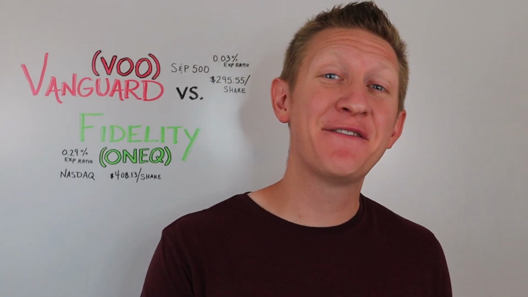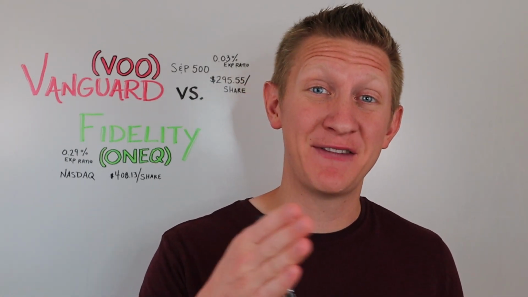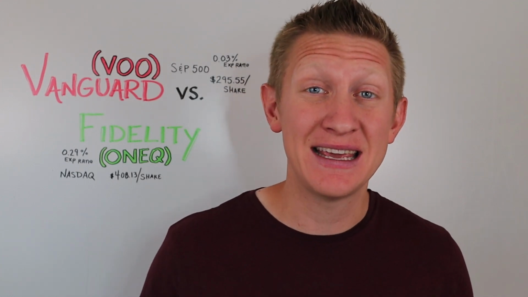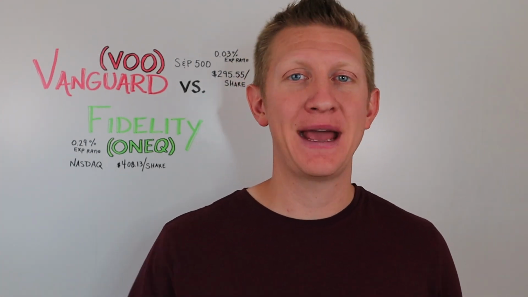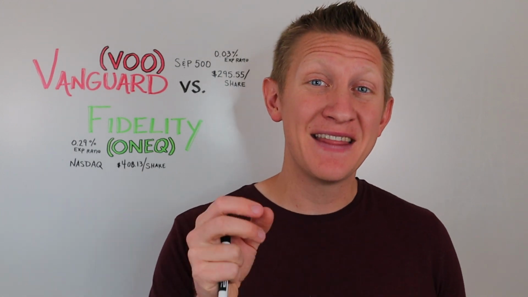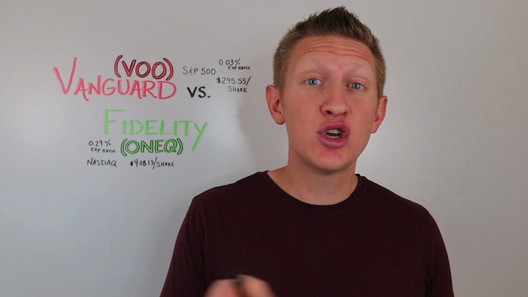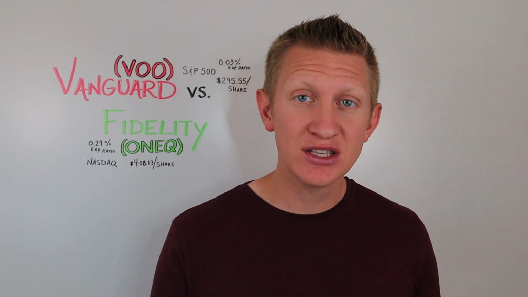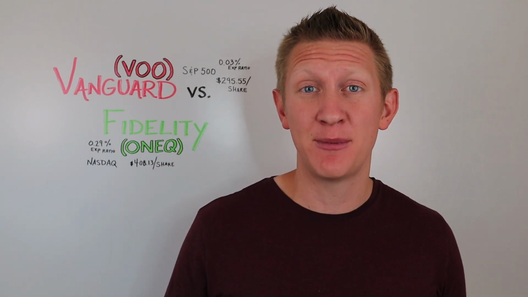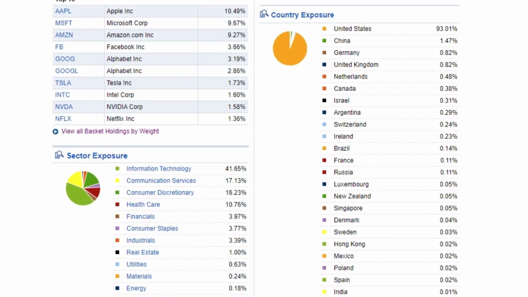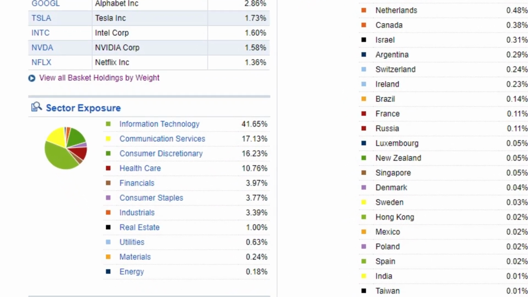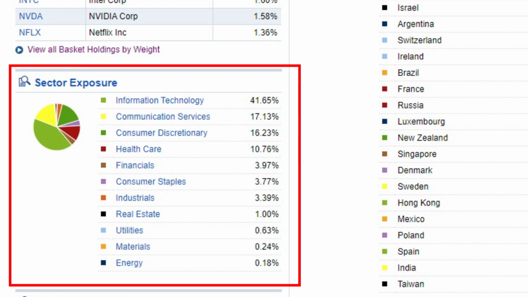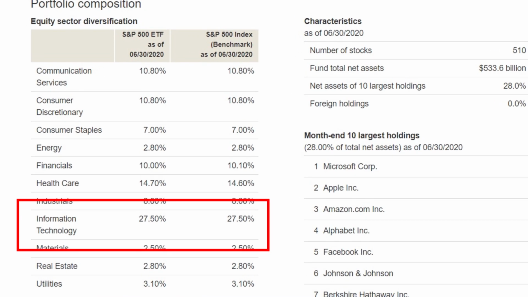Now you'll notice there's a significant difference in the returns between Vanguard's VOO and Fidelity's ONEQ. Fidelity's ETF has far outpaced Vanguard's ETF, but remember that they're different indexes that they are tracking. And you should know that the NASDAQ index is much more heavily weighted in information technology stocks. It does have others, but it's very much weighted in information technology. In fact, according to Fidelity's own website, this specific ETF has 41.6% of the investments in information technology, whereas that number is only 27.5% for Vanguard's S&P 500 ETF.